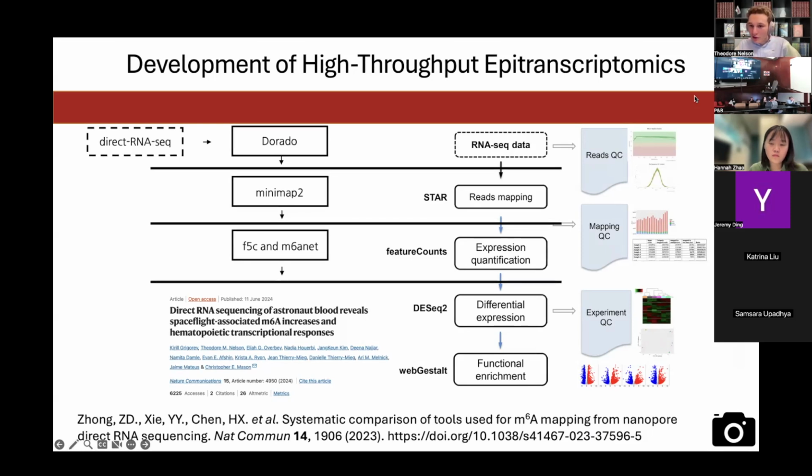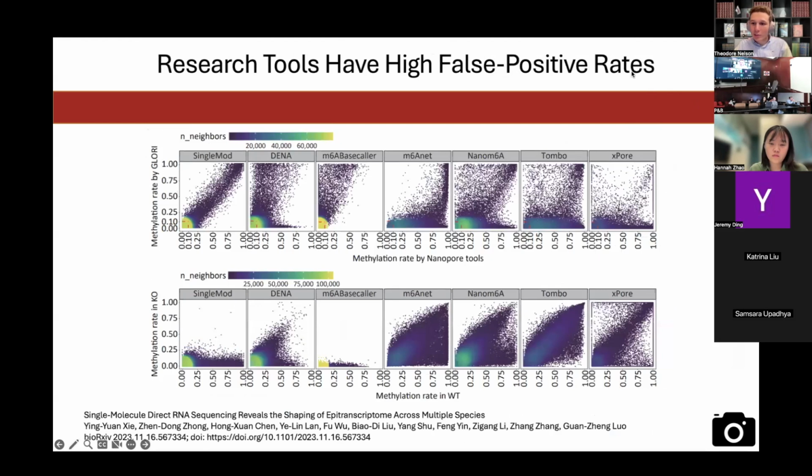And this is something that we piloted with the astronaut study paper with software that since has been far surpassed by other open source research tools that have been developed by research teams and the epitranscriptomic models that have been released by Nanopore. So in that paper, we used M6A net. And there's a lot to say about this chart, but if you look at M6A net, it might not look as great as you'd want in this sort of benchmarking study.